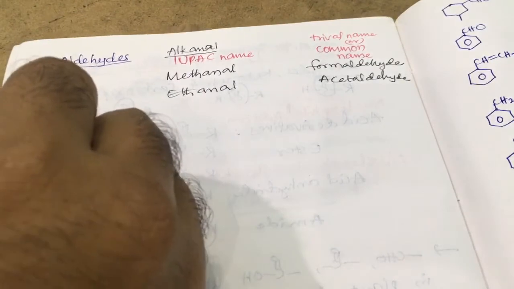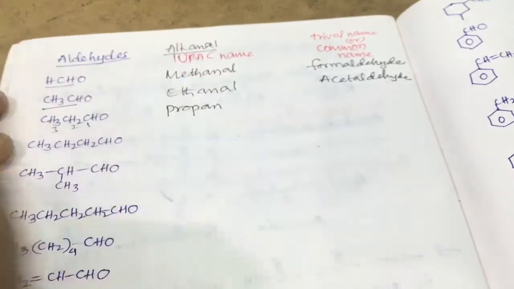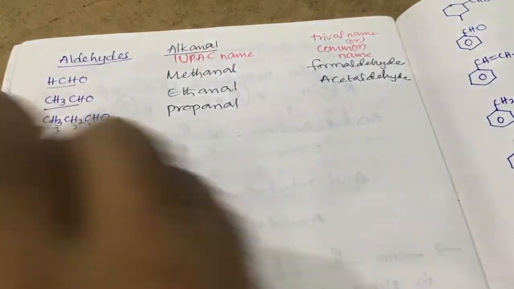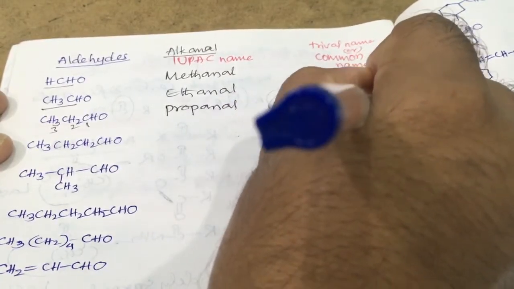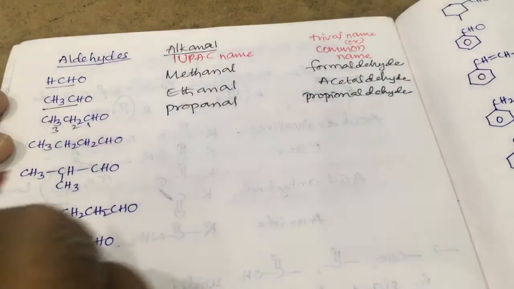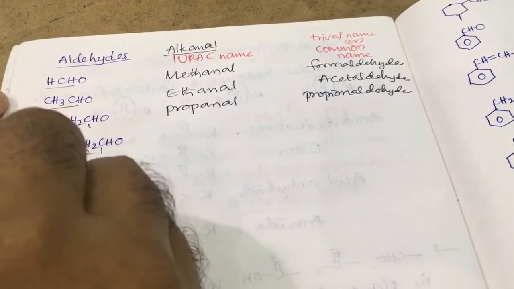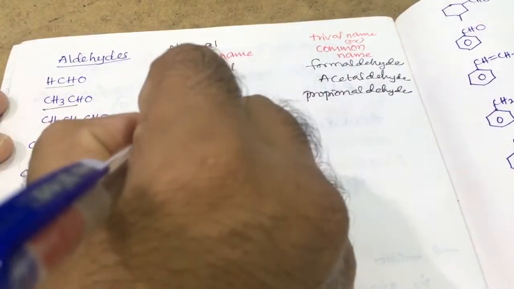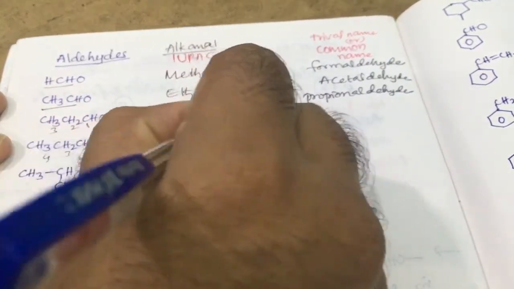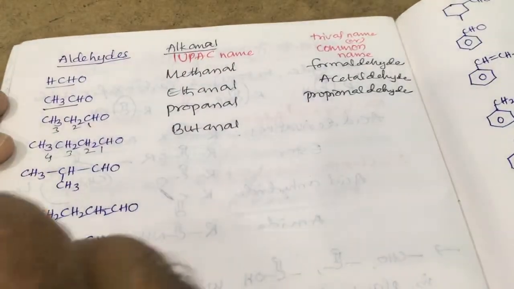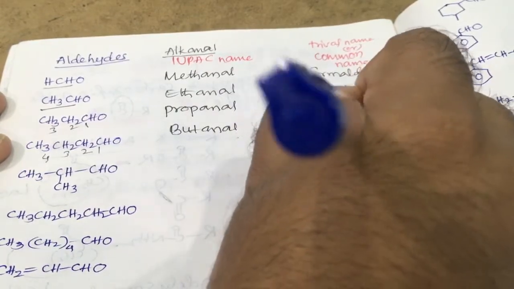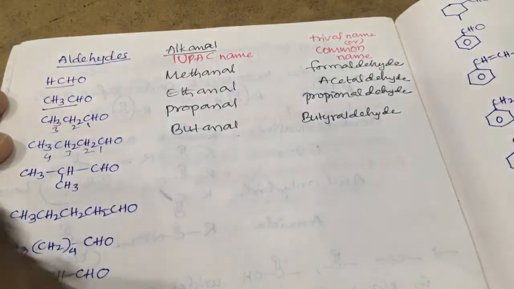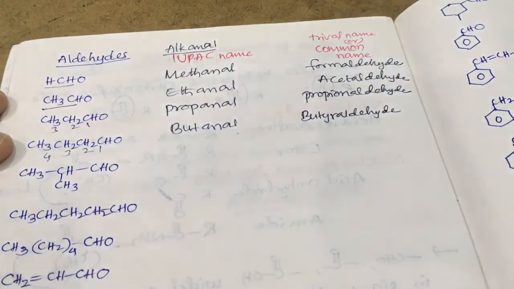Now 3 carbon, 1, 2, 3. Then it is called propane, E removed, write al, propanal. This is called propionaldehyde. Next, 4 carbon, 1, 2, 3, 4. Then it is called, 4 carbon means butane, E removed, add al suffix, that is butanal. This is the common name, butyraldehyde. You know that butyric acid. So based on that, it is butyraldehyde.